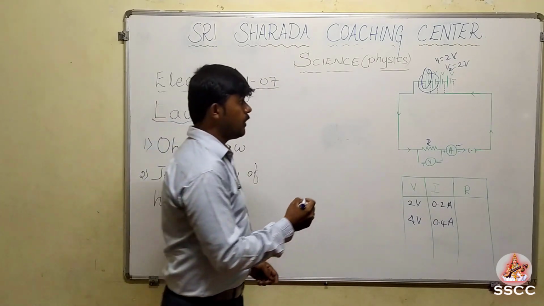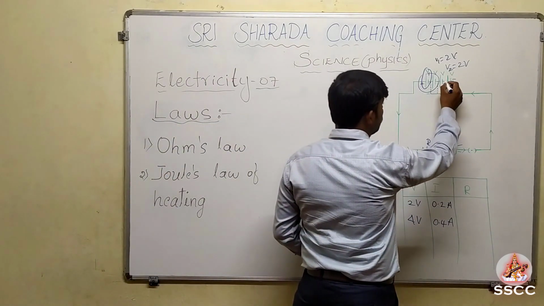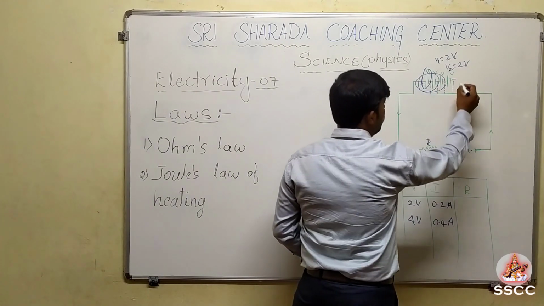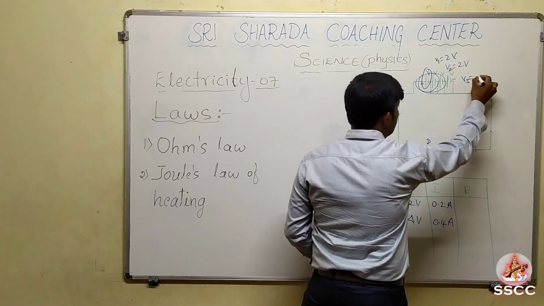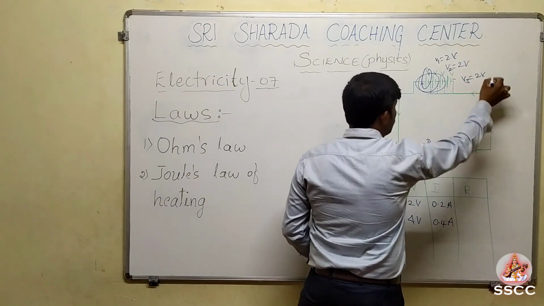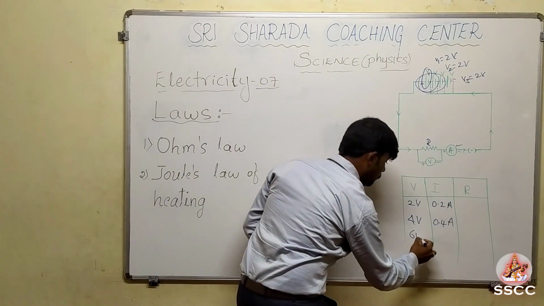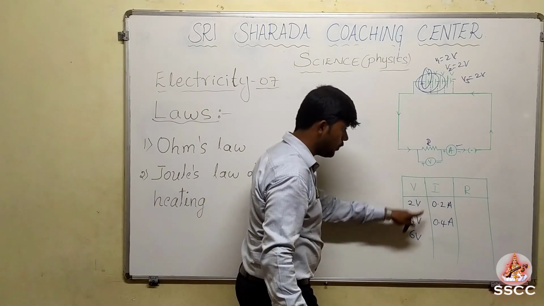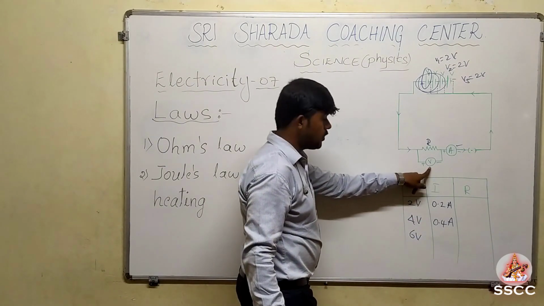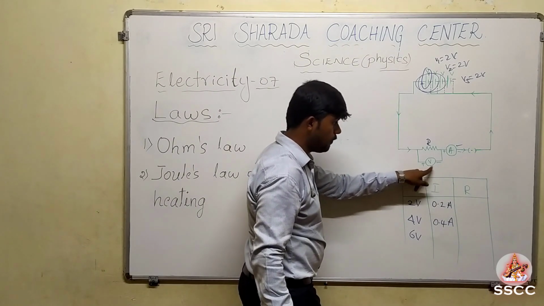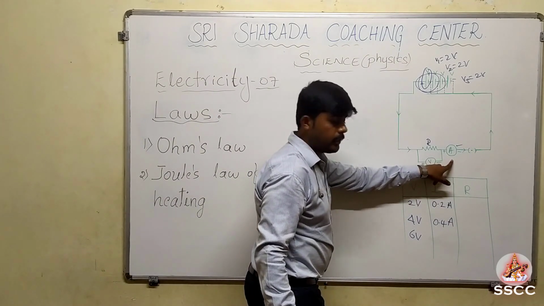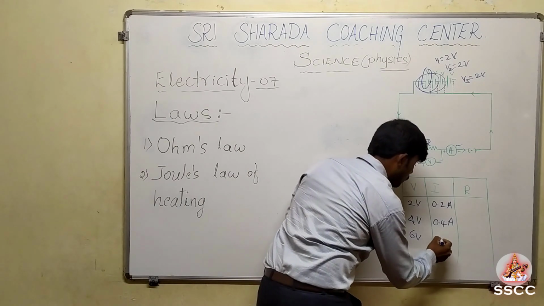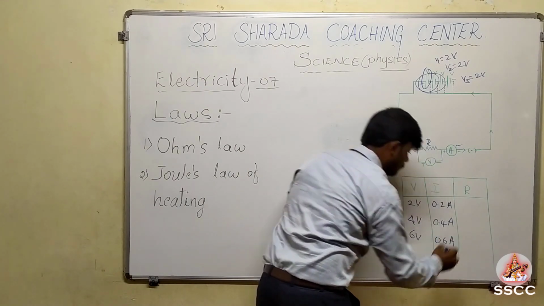And again, we are considering one more cell here as a combination in the battery, that is V3. That V3 is also 2 volt. Totally we have here 6 volt. For 6 volt potential difference, you are observing the 6 volt in the voltmeter as a potential difference, and the ammeter reading we are writing now, that is 0.6 ampere.